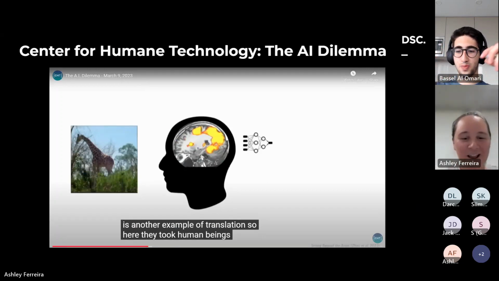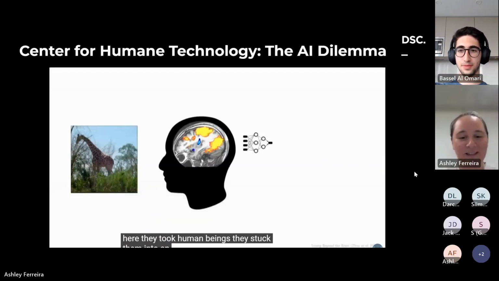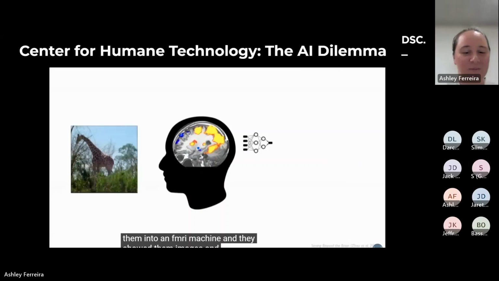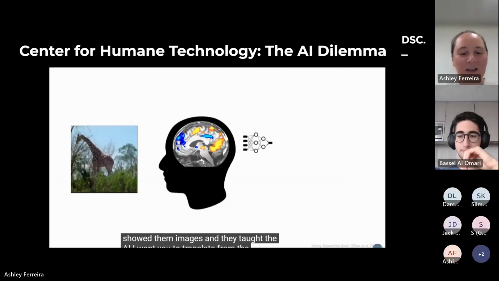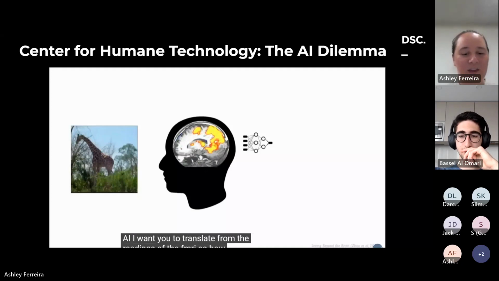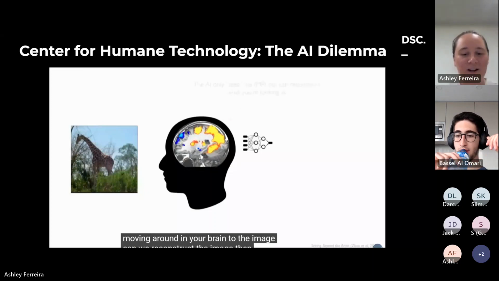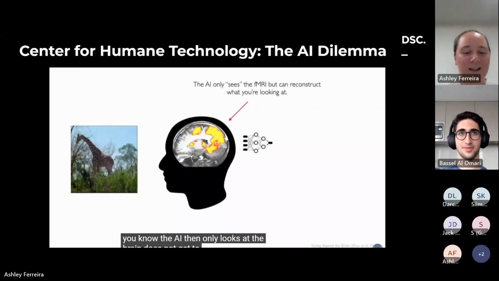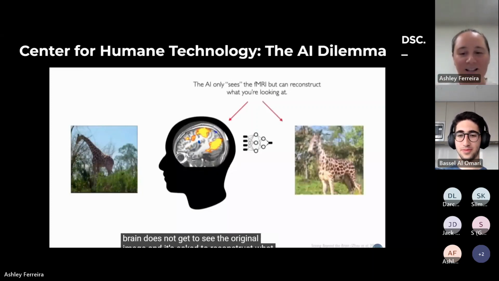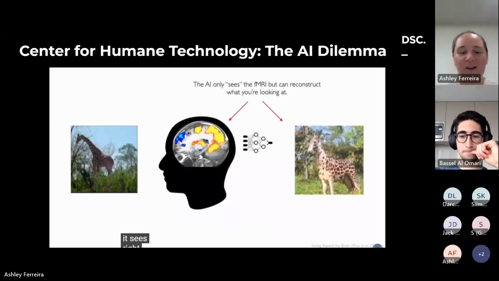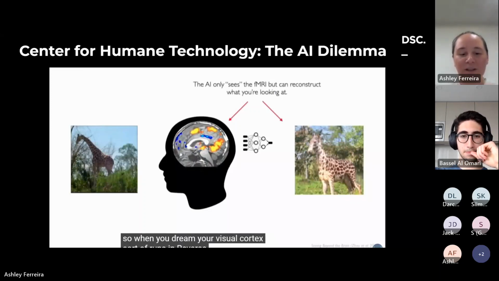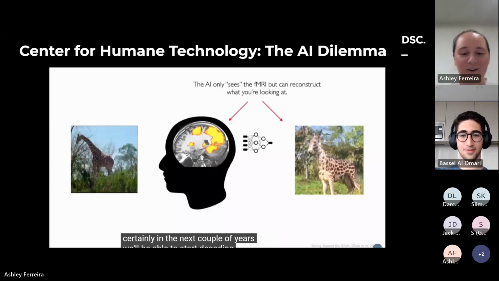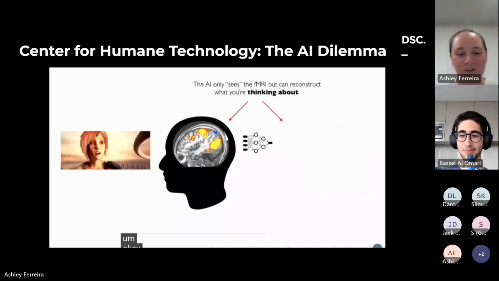Here they say, this is another example of translation. Here we took human beings, stuck them into an fMRI machine and showed them images, and they taught the AI, I want you to translate from the readings of the fMRI, so how the blood is moving around in your brain, to the image we can reconstruct. Then the AI only looks at what the brain does and doesn't get to see the actual image, and is asked to reconstruct the image of what it sees. So when you dream, your visual cortex sort of runs in reverse. So this means certainly in the next couple of years, we'll be able to start decoding dreams.